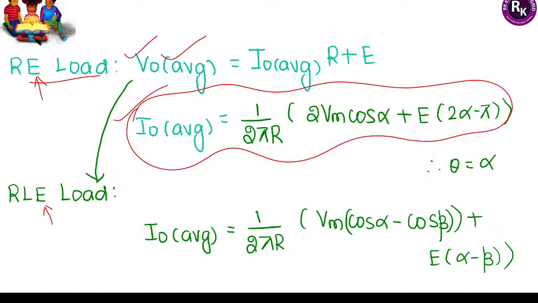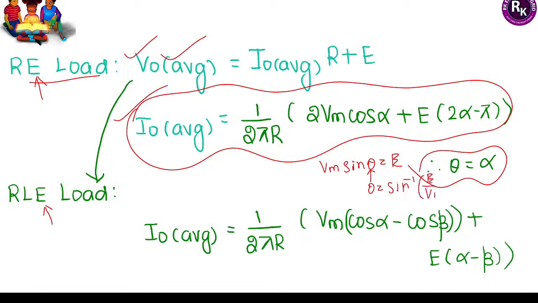Similarly, here the values of theta and alpha will become equal. Theta we know: Vm into sin theta equals battery voltage E. From this you can find the value of theta. Theta is equal to sine inverse of E by Vm. So this is the formula for theta, and I wrote theta equal to alpha here. Next, RL load, RLE load.